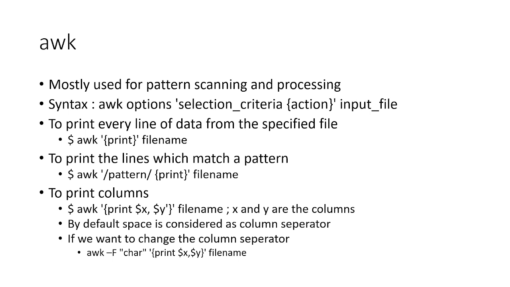So if we want to print the lines which match a pattern, we can give in quotes /pattern/ and print file name. And if we want to print the columns, we can give awk in quotes print $x, $y, where x and y are the columns. By default, space is considered as the column separator, and we can change it with the awk -F command. So awk -F and in quotes we can give a character. The column separator will become any character that we give here, like A, B, C, anything.